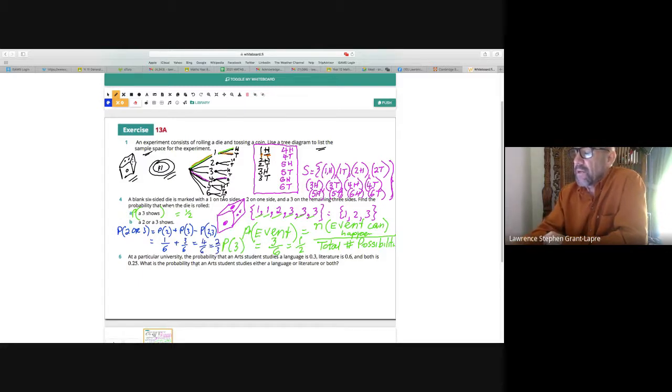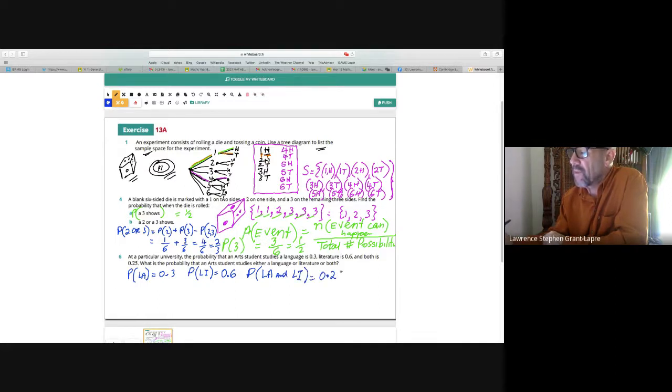At a particular university, the probability that an art student studies a language is 0.3. So the probability that they study language is 0.3. The probability they study literature is 0.6. The probability that they study both language and literature is 0.25.